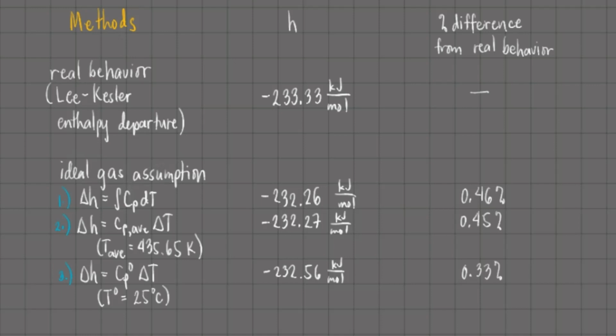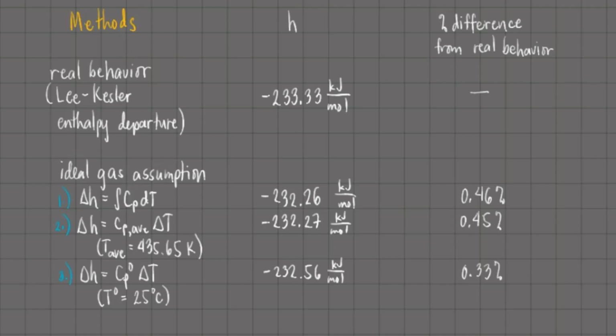Method number 2 is simpler than method number 1 because we are using the average heat capacity value such that our delta H equation becomes Cp average times delta T. The Cp average is evaluated at the average temperature between the actual temperature of 300 degrees Celsius and the reference standard temperature of 25 degrees Celsius. That average temperature is 435.65 Kelvin. This method gave us a value of H equal to negative 232.27 kilojoules per mole, which is very close to what we obtained from method number 1, in which we integrated the temperature function of the heat capacity. The percent difference of that from the real behavior is 0.45%.